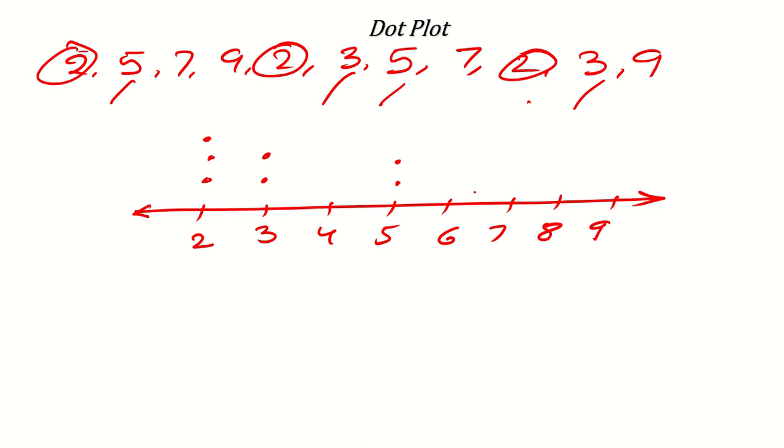Then 6 how many times? No time. 7 how many times? 2 times, so 1, 2 here. 8 how many times? No time. 9 how many times? 2 times, so here 2 dots. Like this you can make the dot plot.